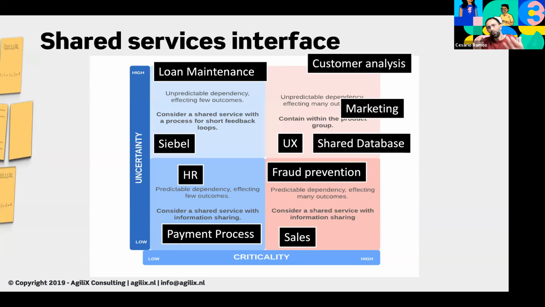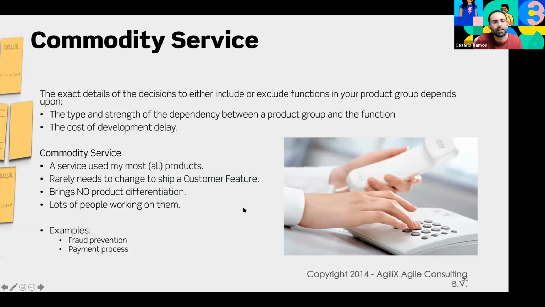So, and that way you can plot your shared surface candidates among this and have an informed discussion about what you should do, if you should contain them within your group, or if you should duplicate them across your product groups, or if they are candidates for a shared surface. And just like a commodity platform, the commodity surface is also a way to look at that.